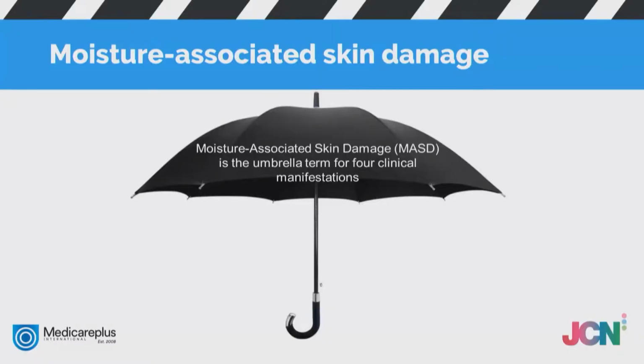So we're going to move on now to look at moisture-associated skin damage. Moisture-associated skin damage is the umbrella for 4 clinical manifestations of this type of skin damage, and the difference between those 4 conditions is the type of moisture that induces skin damage. The first one that we're going to talk about is incontinence-associated dermatitis.